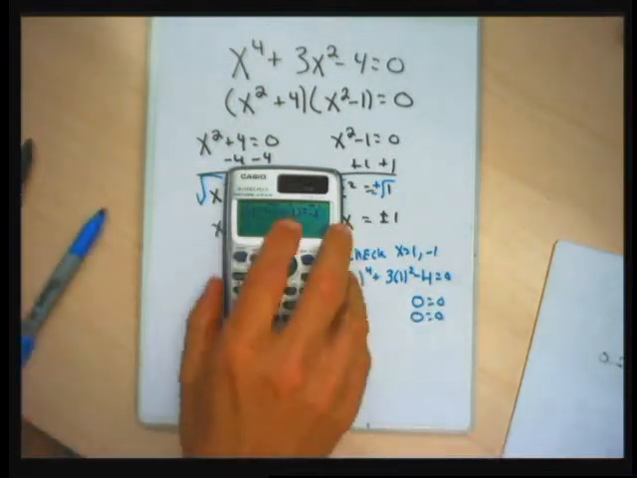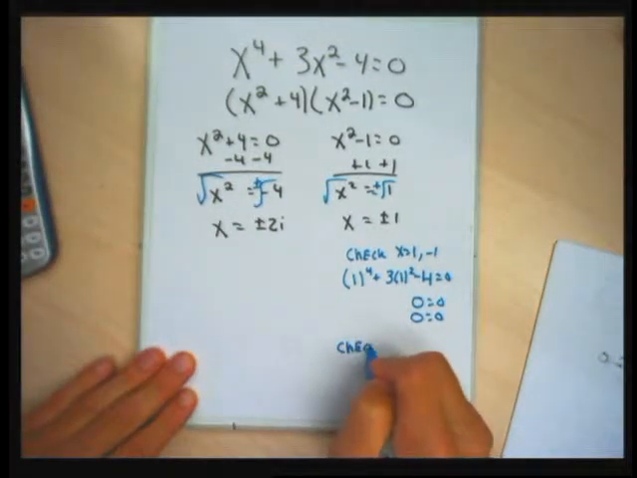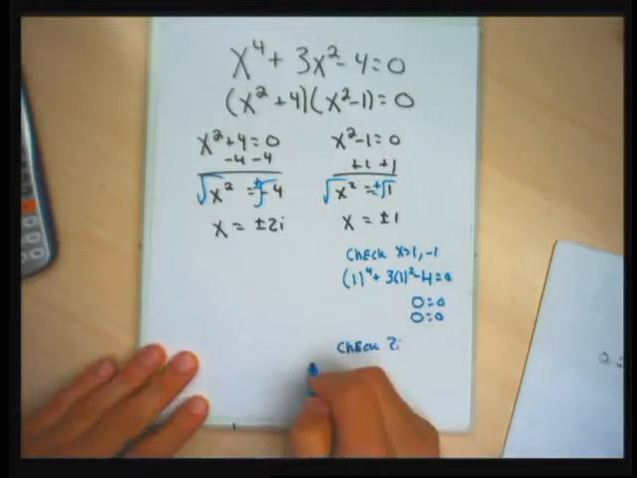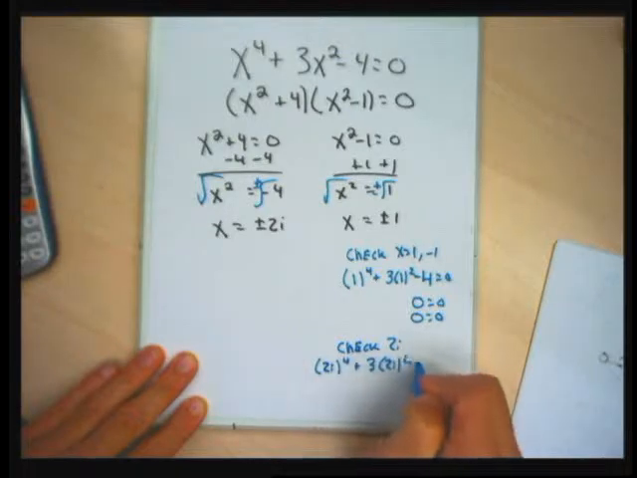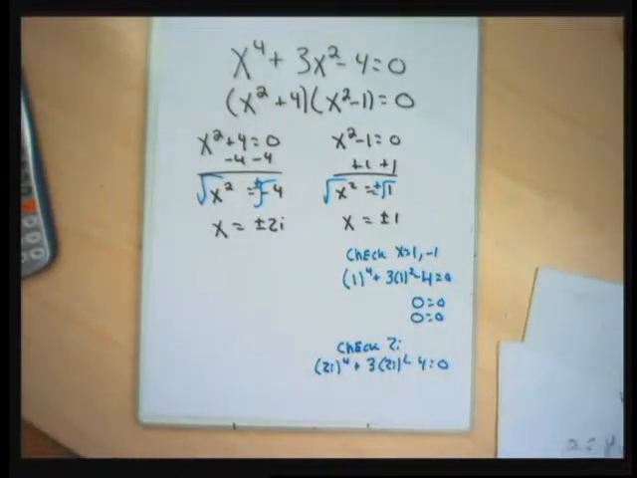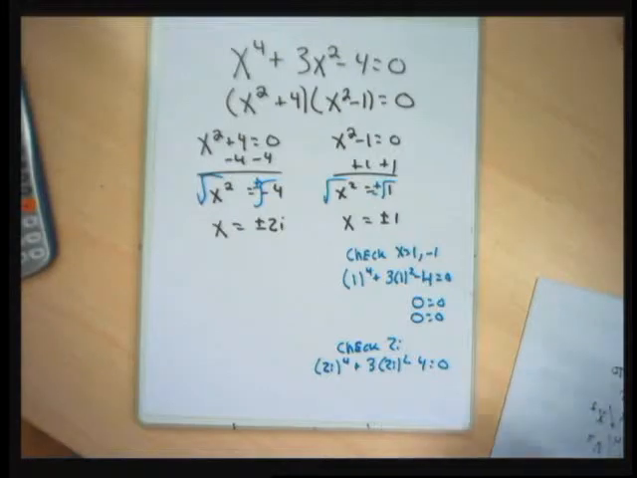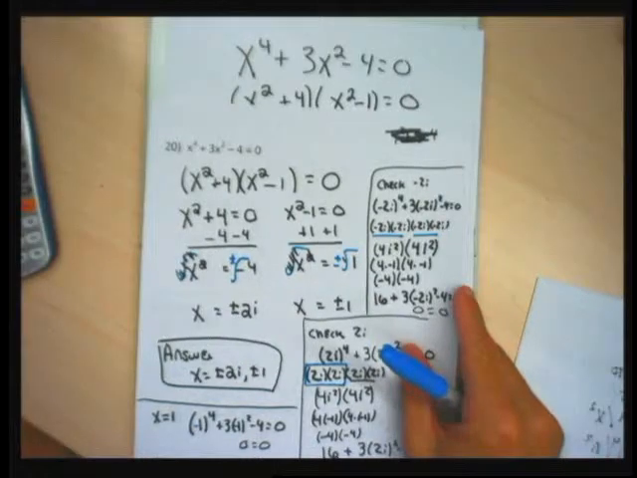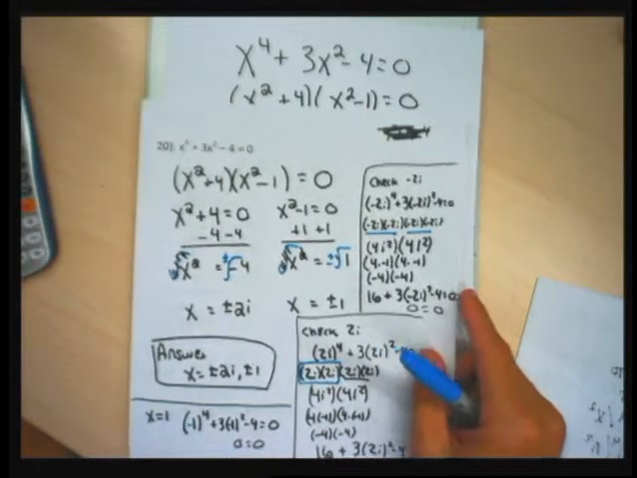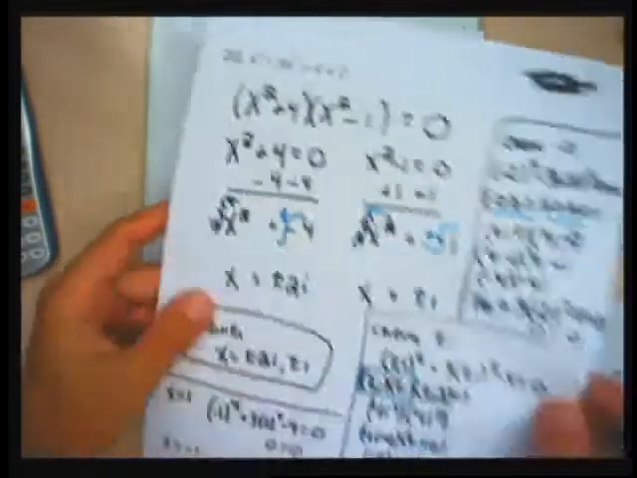I really don't feel like doing the 4th power. Let me just do positive 2i, because I have to do the 4th power painfully slow. So I'd go 2i to the 4th plus 3 times 2i squared minus 4 equal to 0. And hopefully it is. Sorry. You've already done this, and I've already done the checking. I got the same answers. New problem. So I'm done. I'm not going to continue checking something that I just checked.